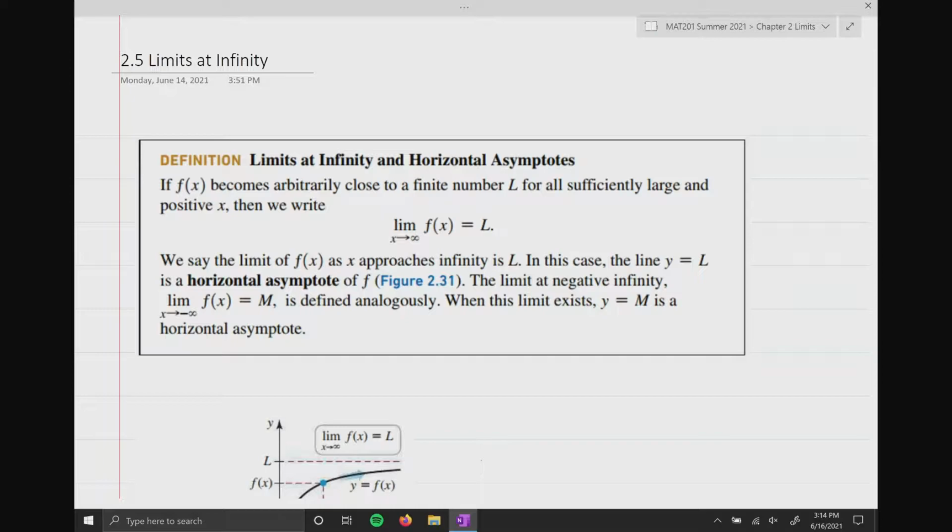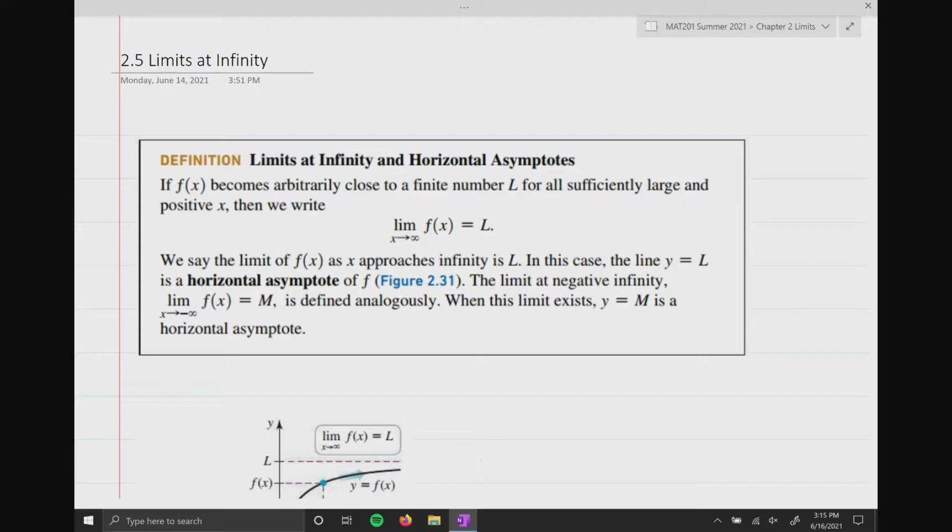So what I'm going to do is start by defining limits at infinity and horizontal asymptotes. So what we're saying here is this. If f of x becomes arbitrarily close to a finite number L for all sufficiently large and positive x, then we write the limit as x goes to infinity of f of x equals L.